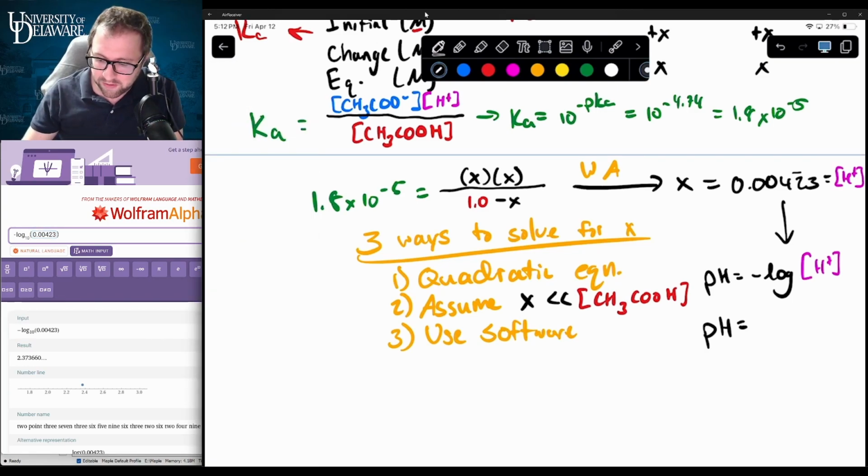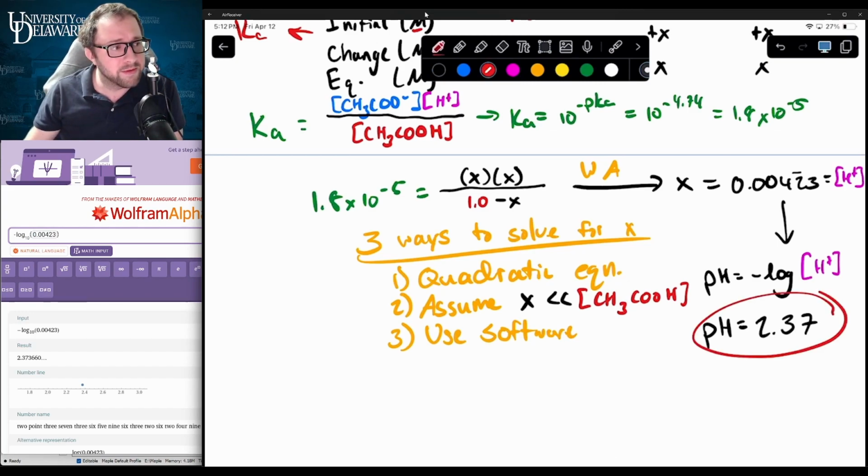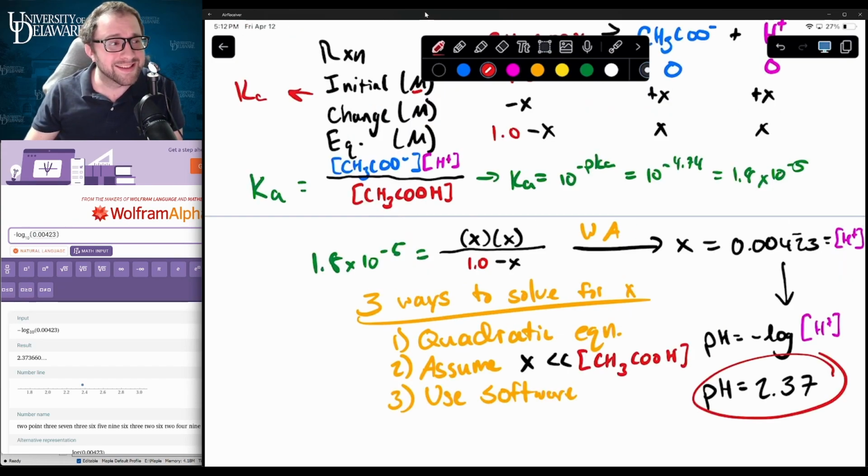All right, so let's go back over here. So our pH is 2.37, right? And we did this exact example in class, I believe. Now we're going to take this to the next step, right? So that's the starting point.